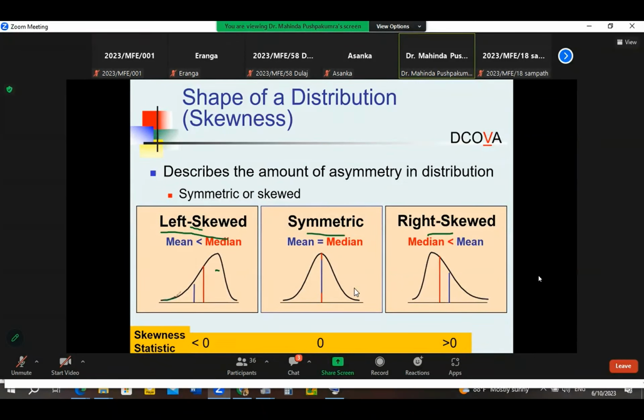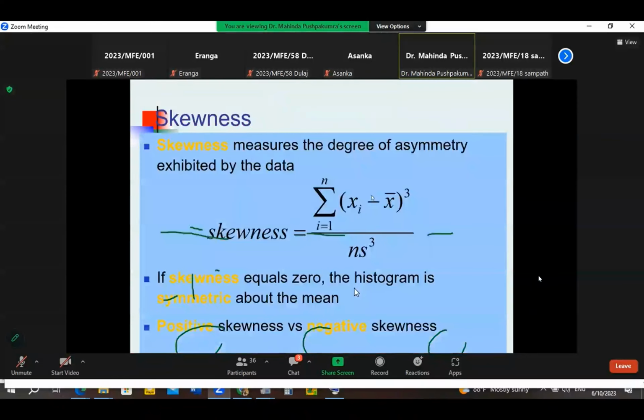Left skewed means, as I explained, we have a tail in the left side, then the mean is less than the median. If it is symmetrical, mean and median are equal. If it is right skewed, mean is greater than median. When you calculate skewness, it is minus, or less than 0, for the left skewed. Here 0, here plus. Then this is the formula you can use to calculate skewness.